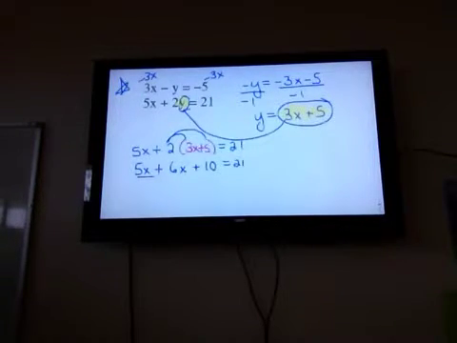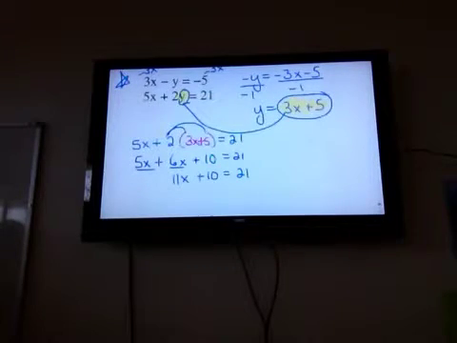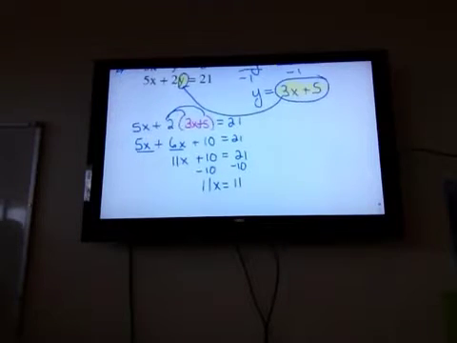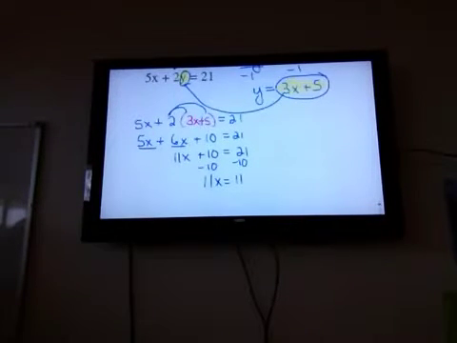Collect our like terms. 5 and 6 is 11x. Plus 10 equals 21. Subtract the 10, and 11x equals 11. And then divide by 11. And x equals 1.